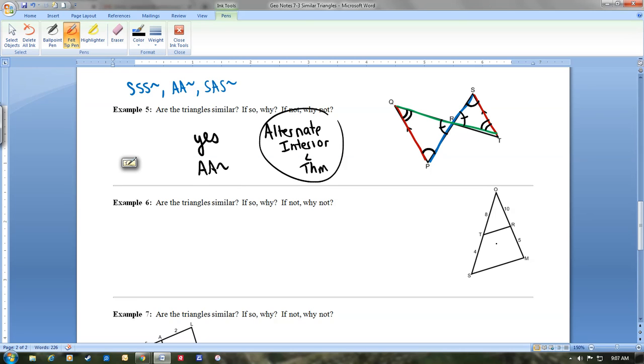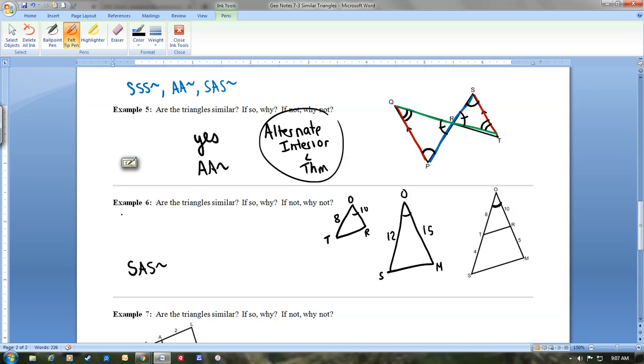Well, if you have overlapping triangles in this class, you are required to redraw them. So redraw them. We have TOR with an 8 and a 10. We have SOM, and 4 plus 8 is 12. 10 plus 5 is 15. And they both have this included angle. So if they are similar, it'll be because of side angle side similarity.